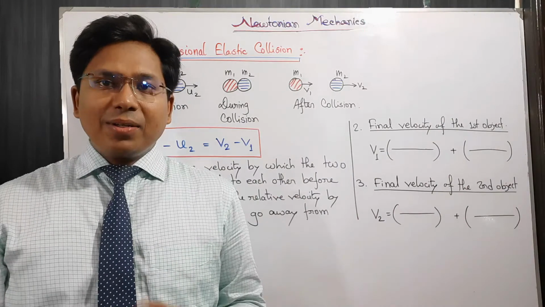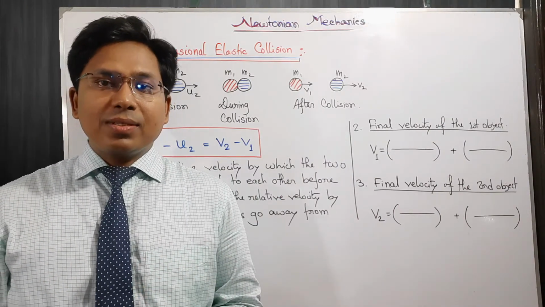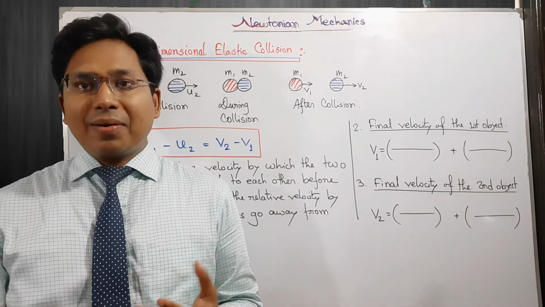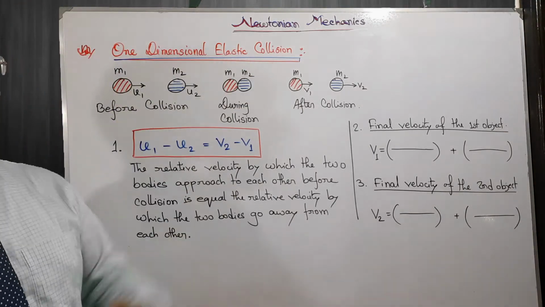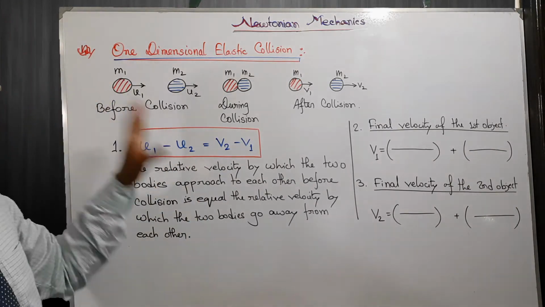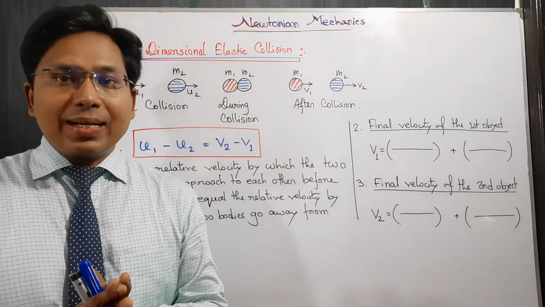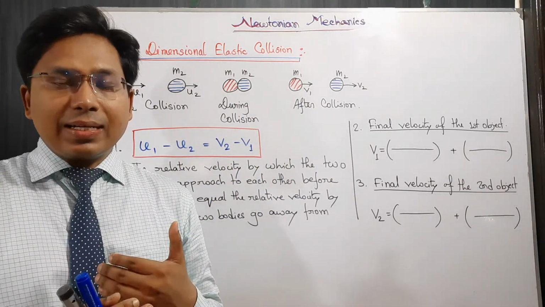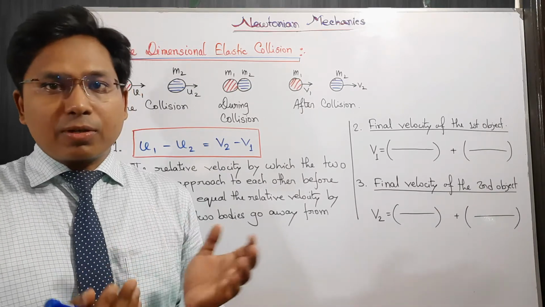Students, now I want to discuss with you another very important thing which is only observed in our atomic world, which is called one-dimensional elastic collision. That means the collision should be elastic. That means before collision and after collision, total kinetic energy is conserved. Total kinetic energy is equal. There is no loss of energy before collision and after collision.